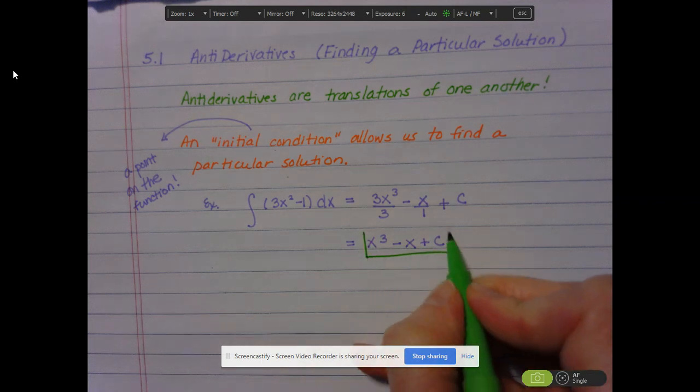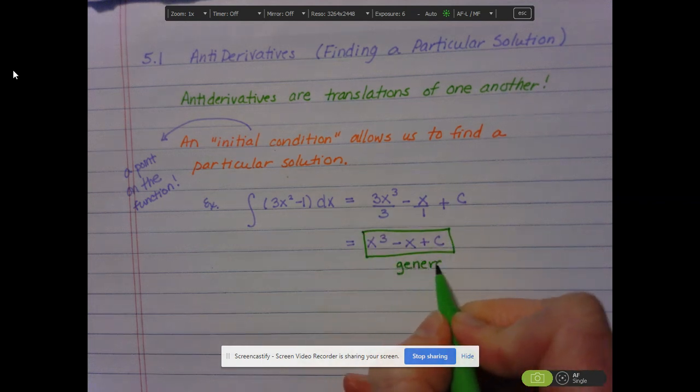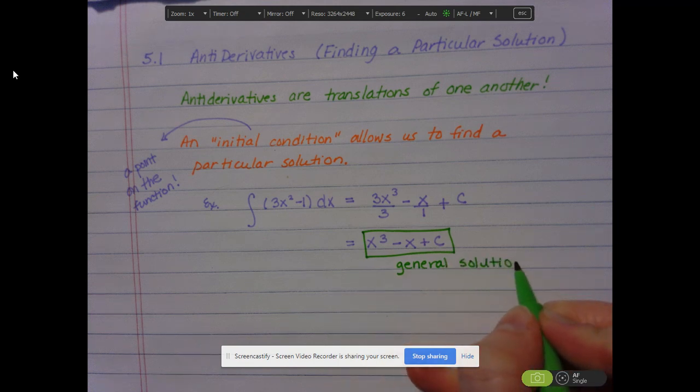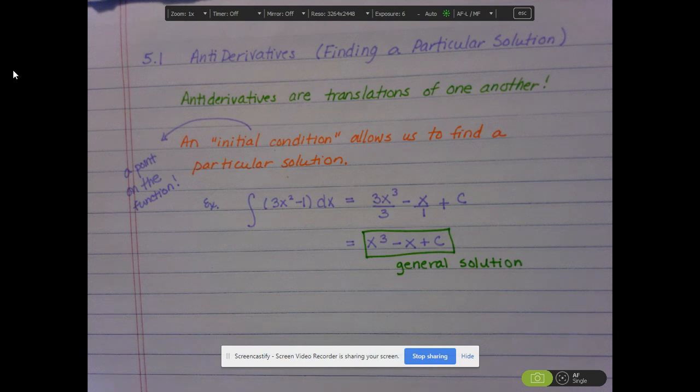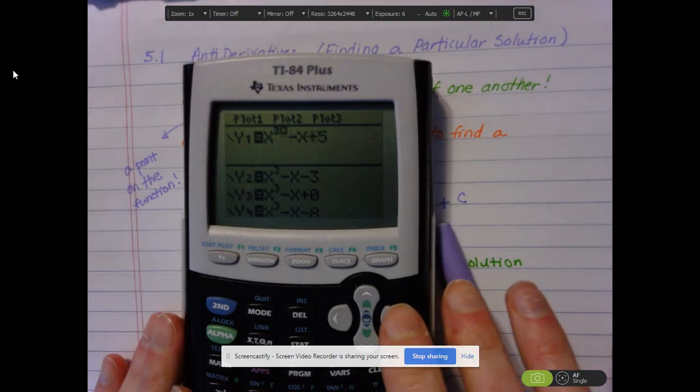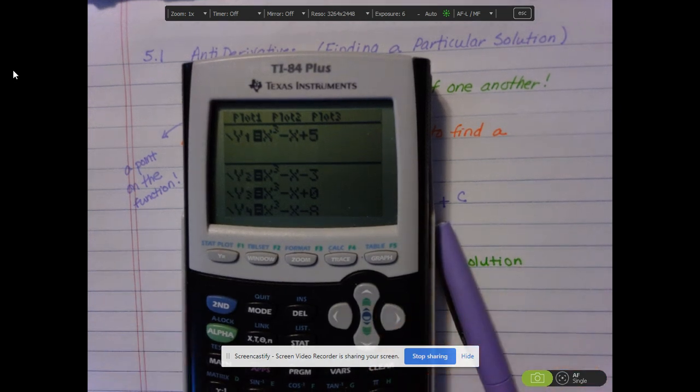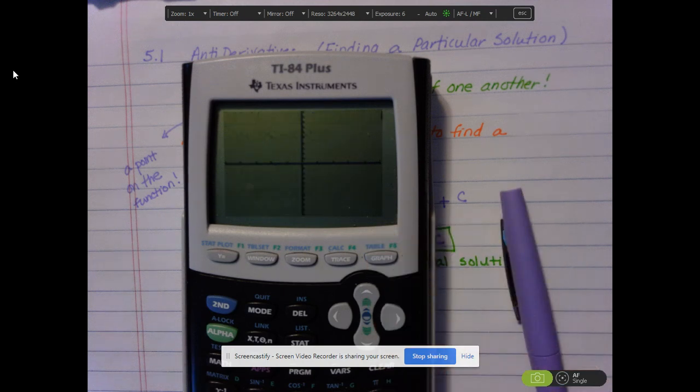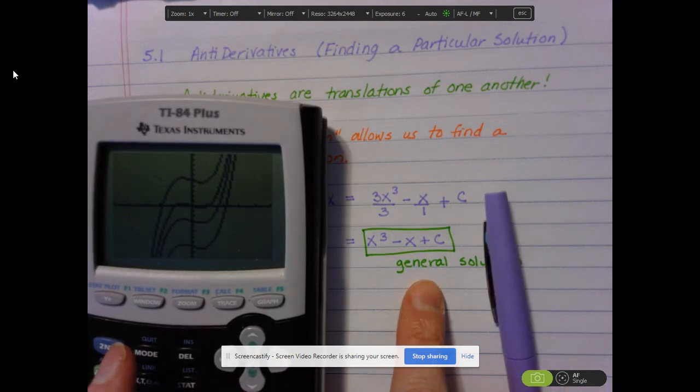We refer to this as the general solution, again because that's just one possibility. That constant can change. So for example, in my calculator, I've put x cubed minus x plus some random constant into my y equals screen. I put 4 functions on there just to see what they look like when we graph. The only thing different about all of these functions is that they've just been translated, moved up or down the y-axis. So that plus c is just making that movement. These are all possible solutions, hence again, a general solution.